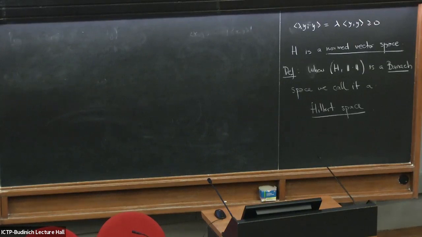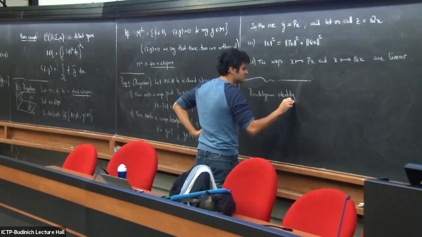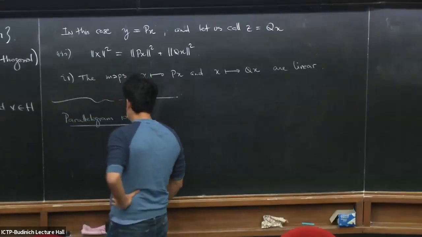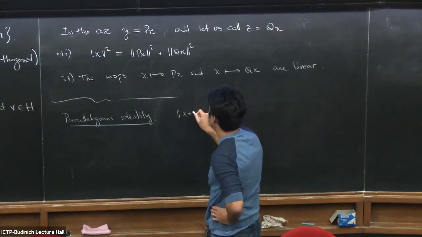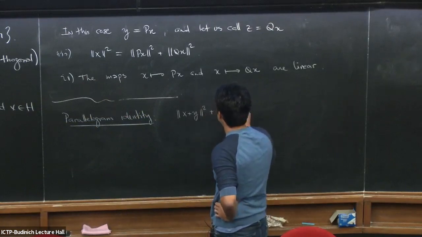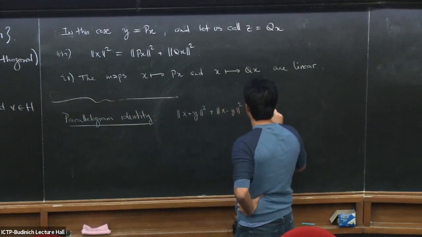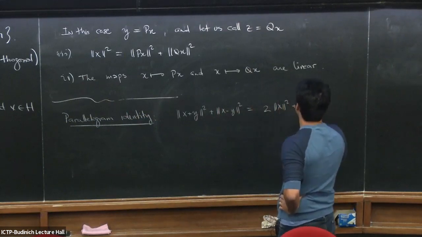Perhaps one fact that I should have mentioned to you that we are going to use throughout this proof is what's called the parallelogram identity. And this is essentially this. When you take two elements in a Hilbert space, and you take the norm of x plus y squared, and you add it with the norm of x minus y squared, this gives you 2 times x squared plus 2 times y squared.